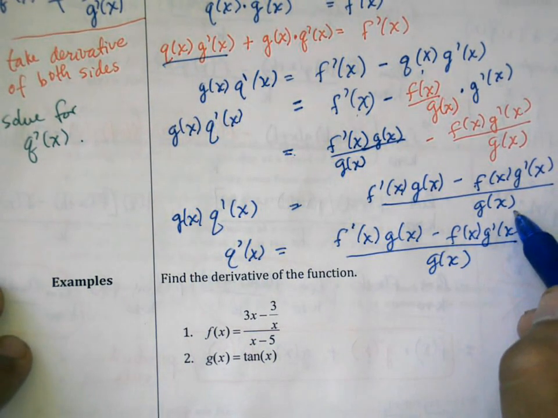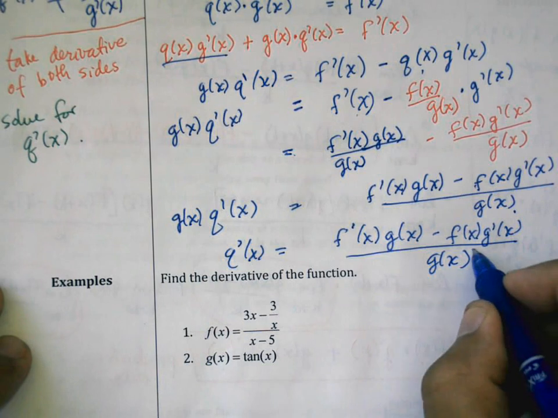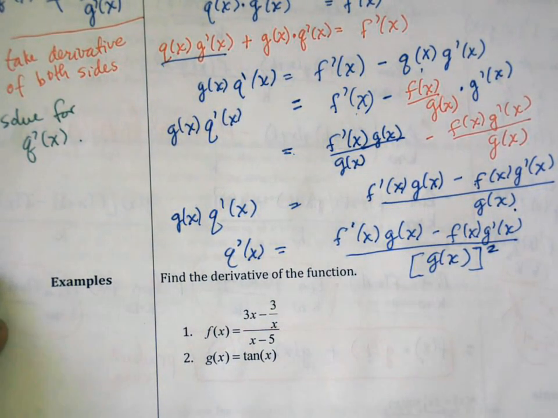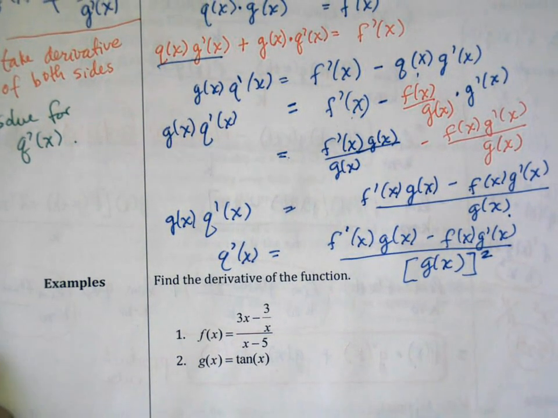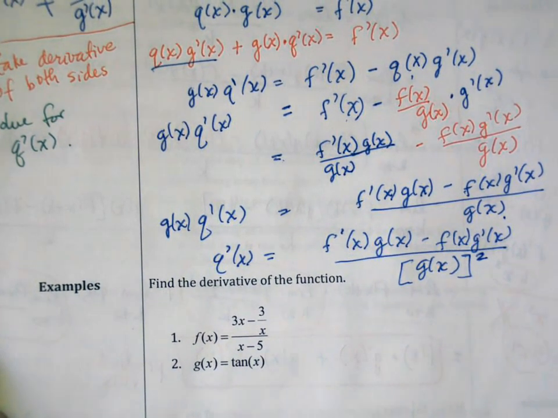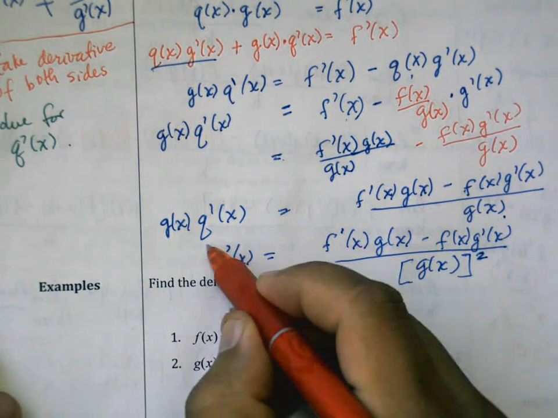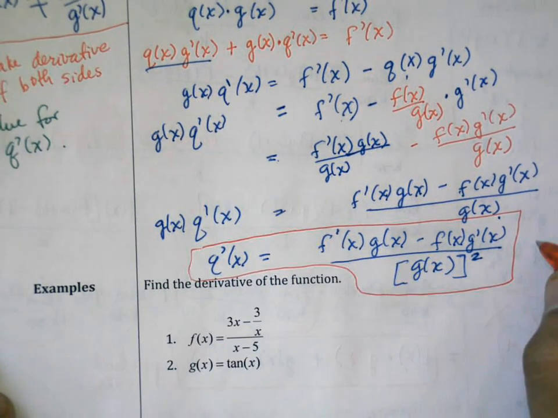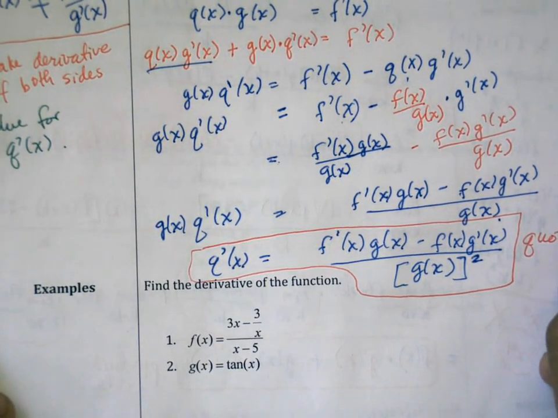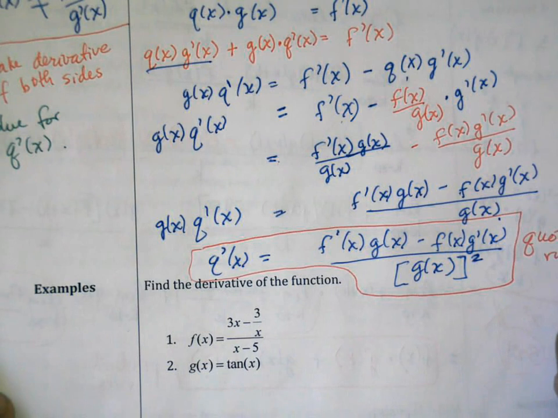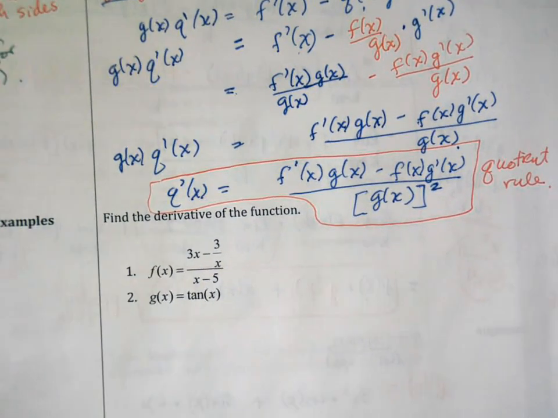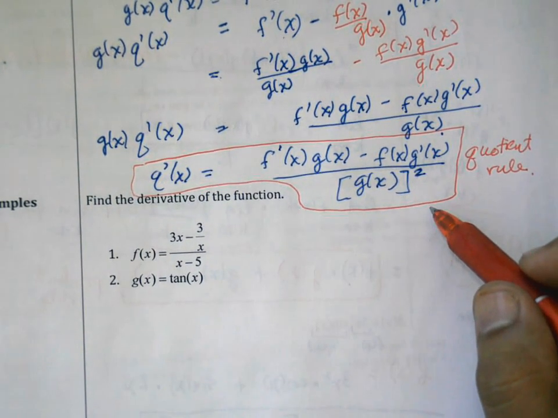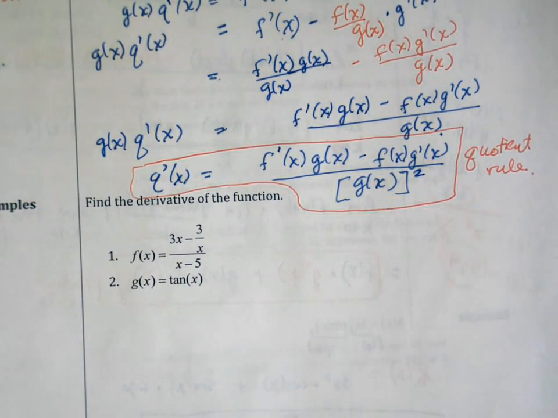And we already had g in here, and we're dividing by g again, so we end up with g squared. I'm putting the square brackets around there to indicate that we're squaring the entire function g. So this is called the quotient rule. This is otherwise known as the quotient rule. And we'll be able to use this little setup here to find the derivative of any quotient.